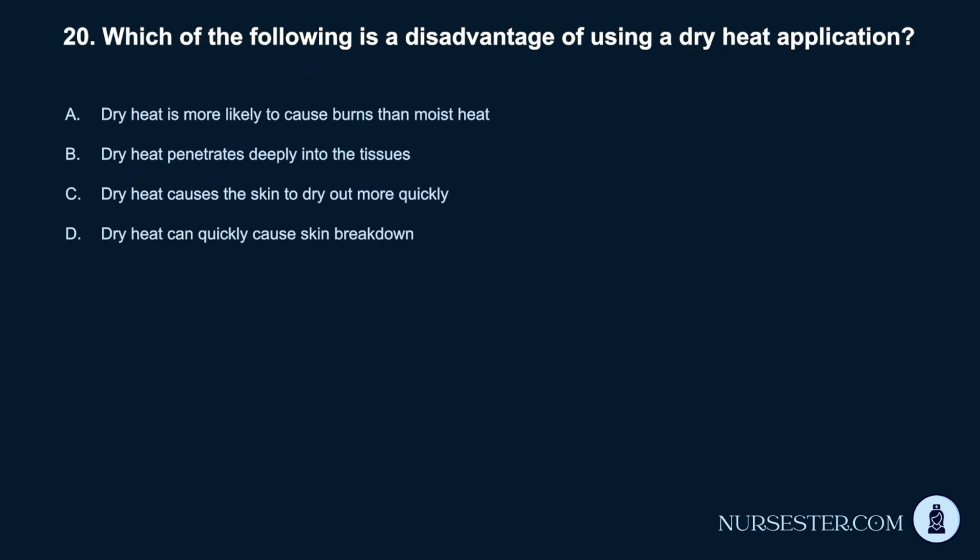20. Which of the following is a disadvantage of using a dry heat application? A. Dry heat is more likely to cause burns than moist heat. B. Dry heat penetrates deeply into the tissues. C. Dry heat causes the skin to dry out more quickly. D. Dry heat can quickly cause skin breakdown. Correct answer: C. Dry heat causes the skin to dry out more quickly.